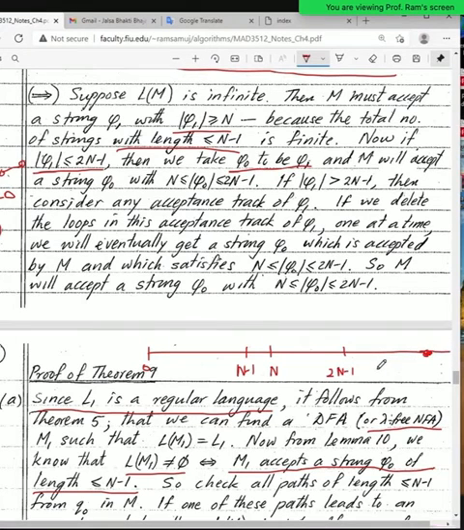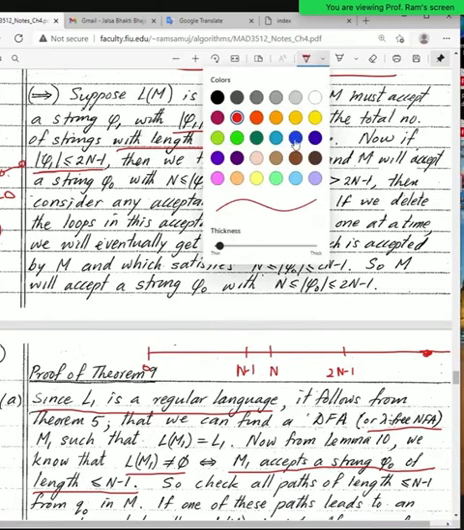So I will take another color. I'm sorry about that. I know I was coming down with something.